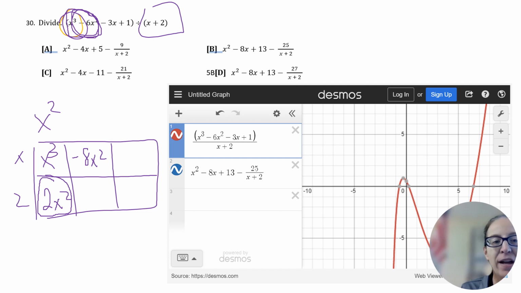x times what gives me negative 8x squared? Well, that is negative 8x. Now, I can eliminate 2 answer choices because the middle is not correct, because we know it's going to be negative 8x squared. Negative 8x times 2 is negative 16x. And now I've got to look at the negative 3x. So negative 16x plus what would give me negative 3x? That would be positive 13x.